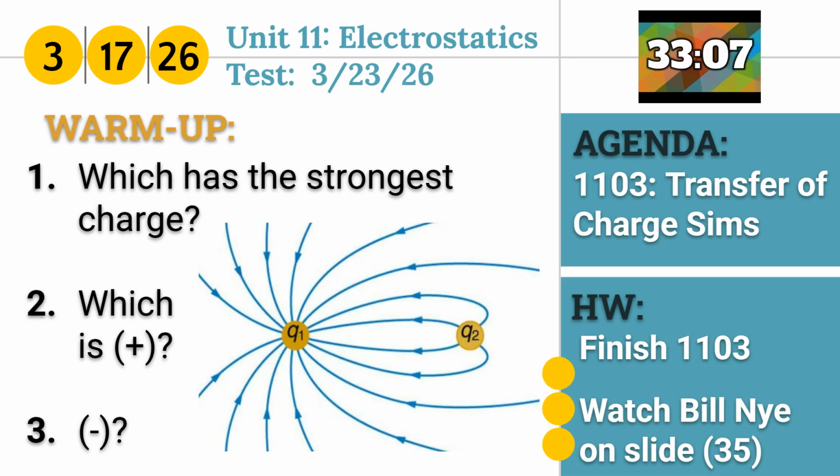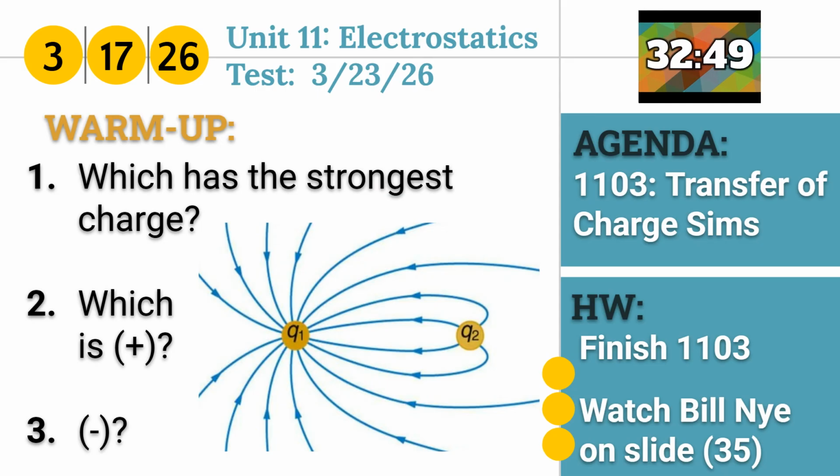Which one has the strongest charge, Q1 or Q2? Why do you say Q1? Yeah, the field lines are closer together. All right, so Q1 does have the stronger amount of charge because we have a higher density of field lines.